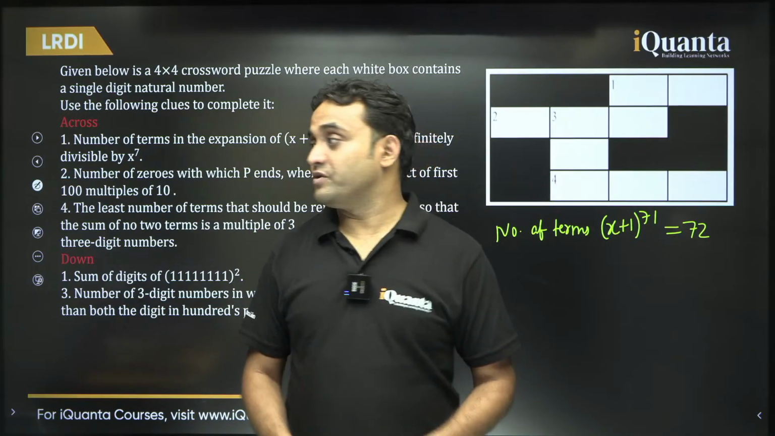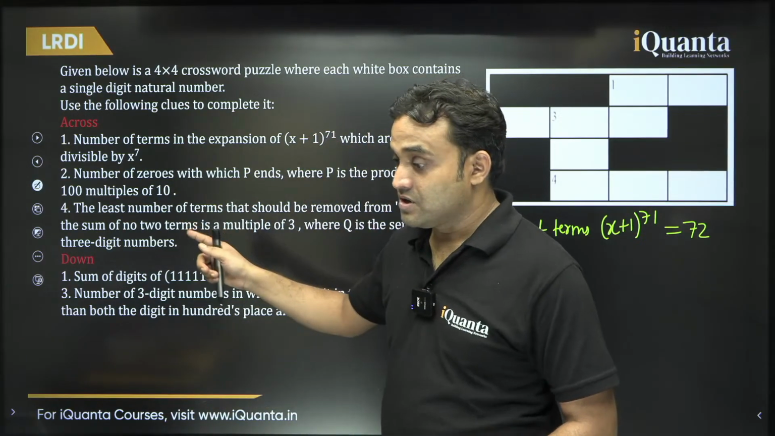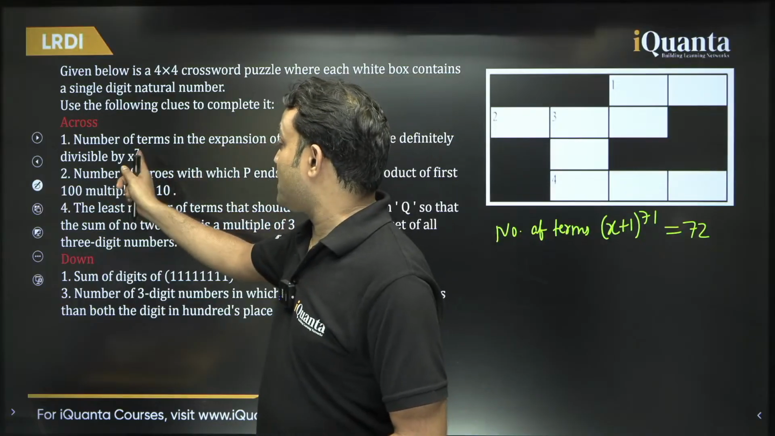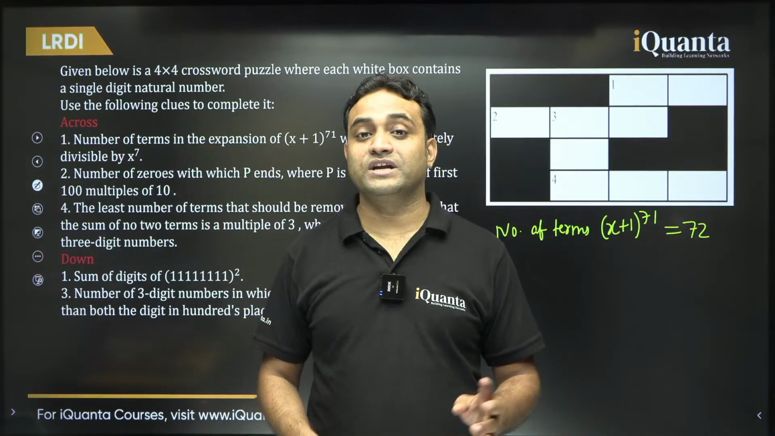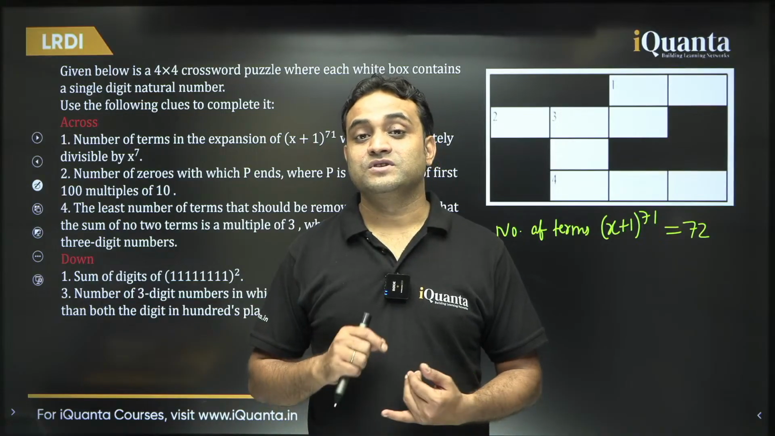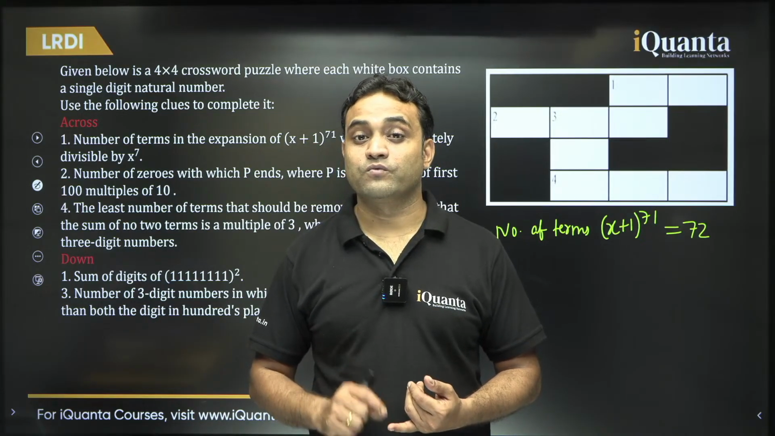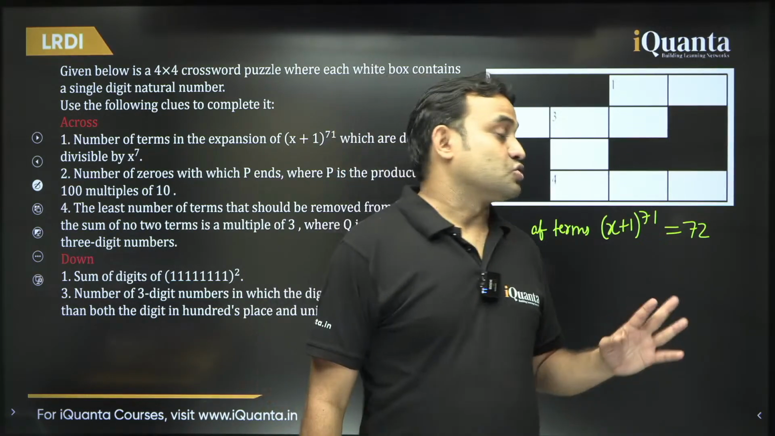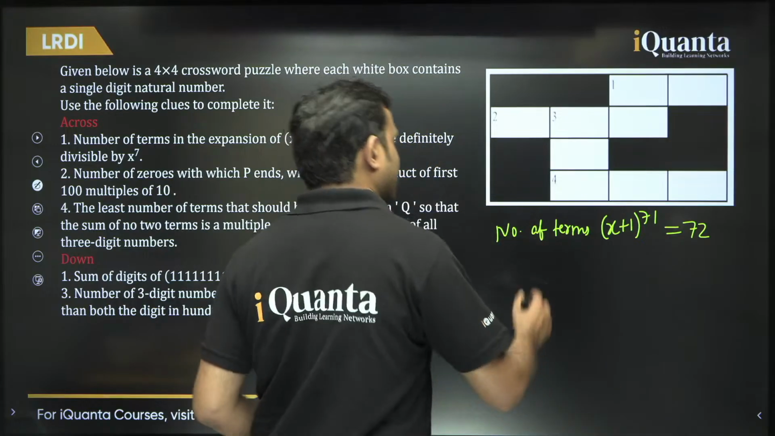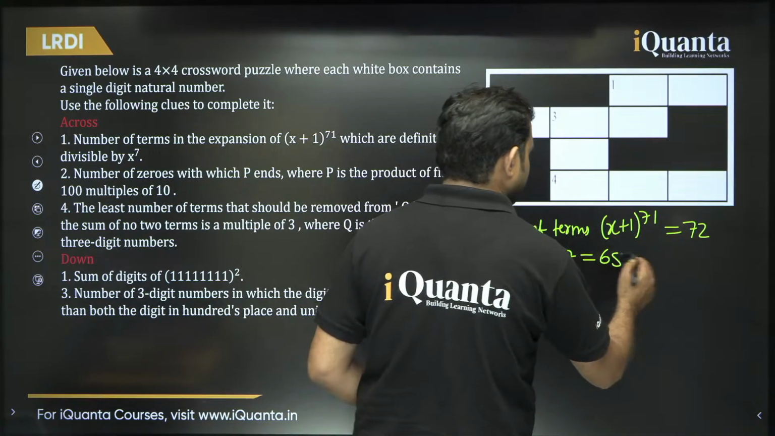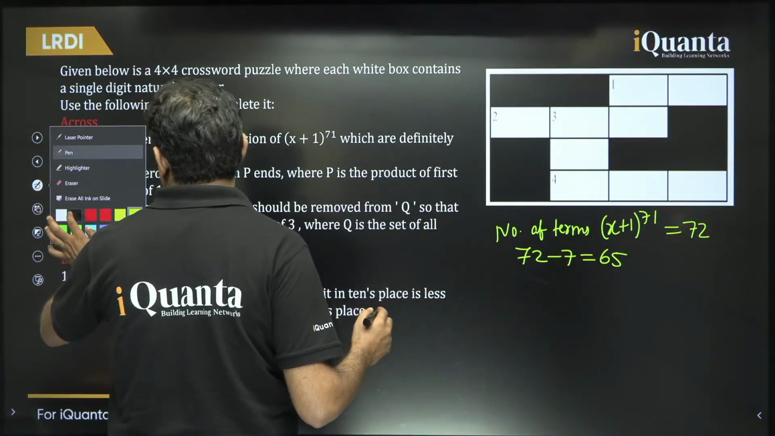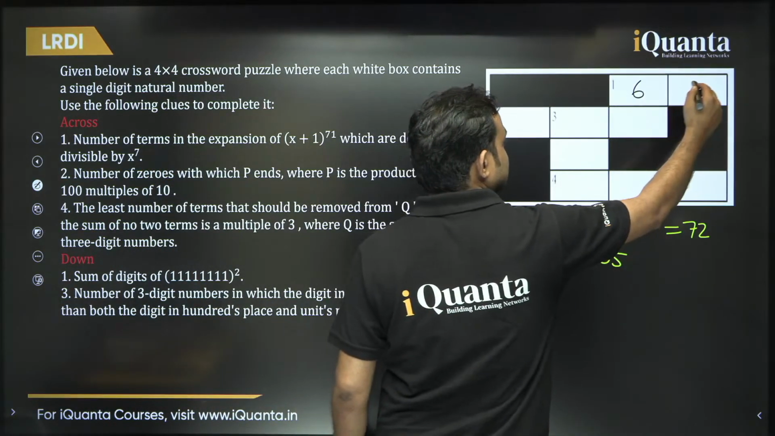Of which we need to take only those terms where power of x is 7 or greater than 7. So we are not counting power of x which are 0, 1, 2, 3, 4, 5, 6, right? So total 7 terms we need to subtract here. 72 minus 7 is equal to 65. So these values, this will be 6 and this will be 5.